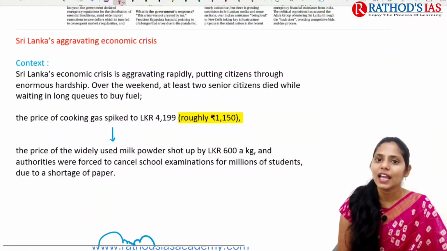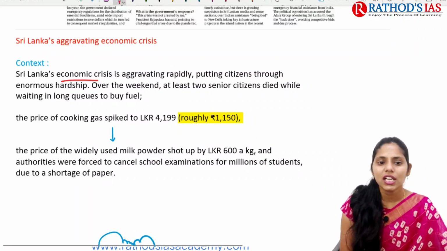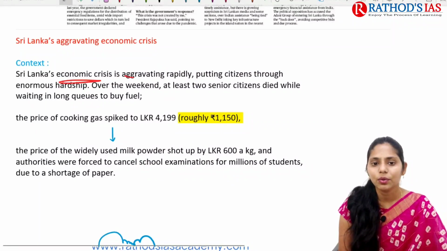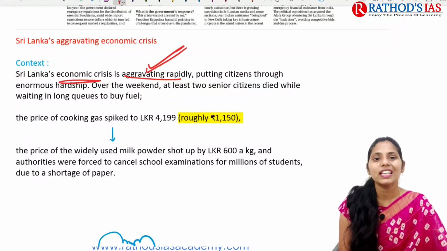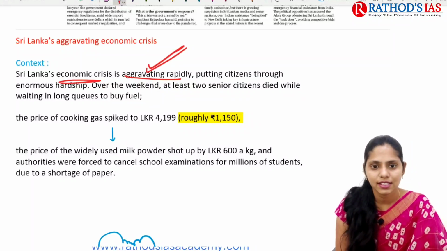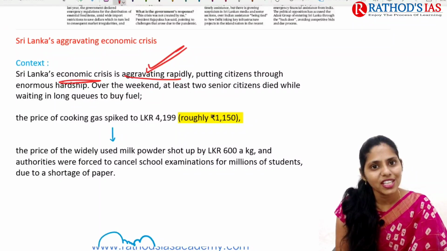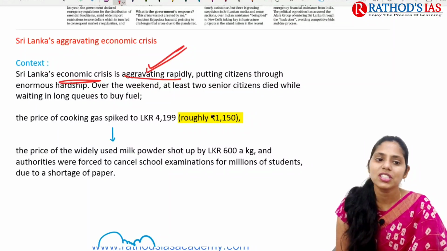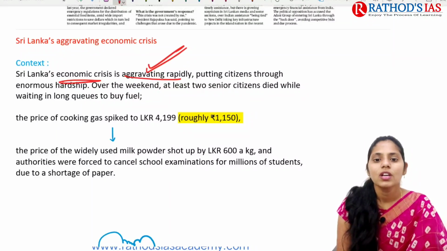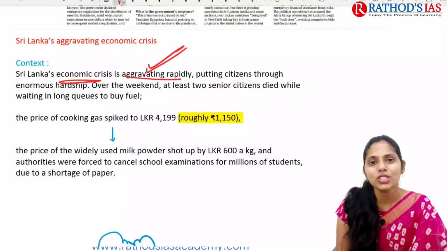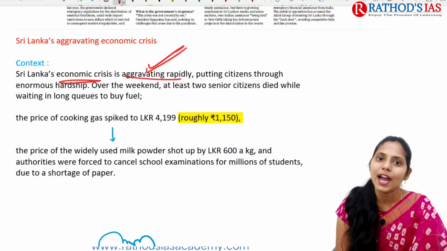If you see the context, it mainly says that Sri Lanka's economic crisis is aggravating rapidly. So there is an increase in Sri Lanka's crisis that is mainly seen. Because of this economic crisis faced by Sri Lanka, it is putting citizens through enormous hardship. Okay, so recently two senior citizens died while they were waiting in long queues to buy fuel. The price of cooking fuel also had been increased.